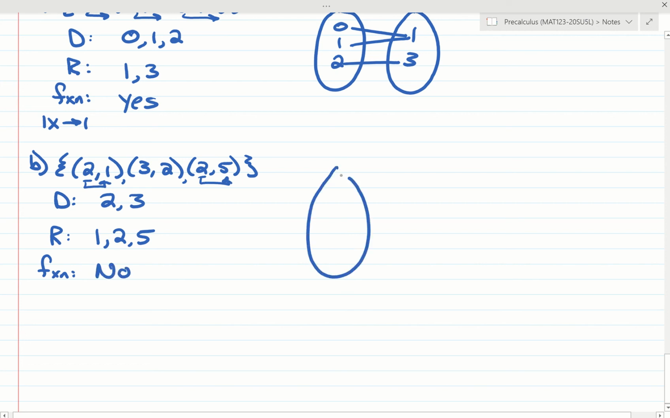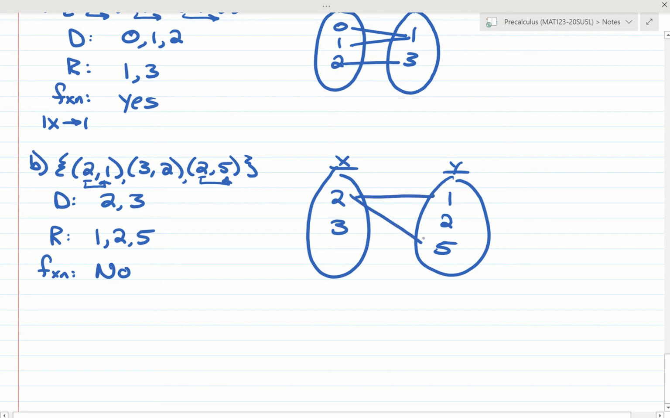If we saw this in a mapping diagram, 2 would go to 1, but 2 would also go to 5, and that's the problem right here. So that would not be a function.